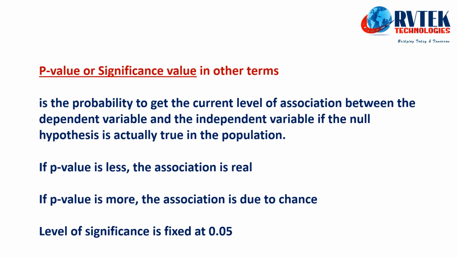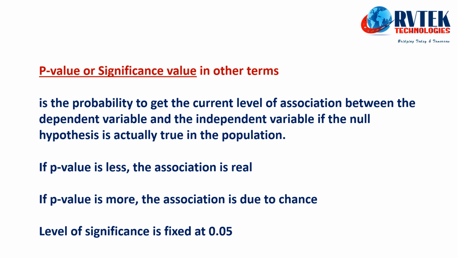Another definition is also there. P-value or significance value, in other terms, is the probability to get the current level of association between the dependent variable and the independent variable if the null hypothesis is actually true in the population.